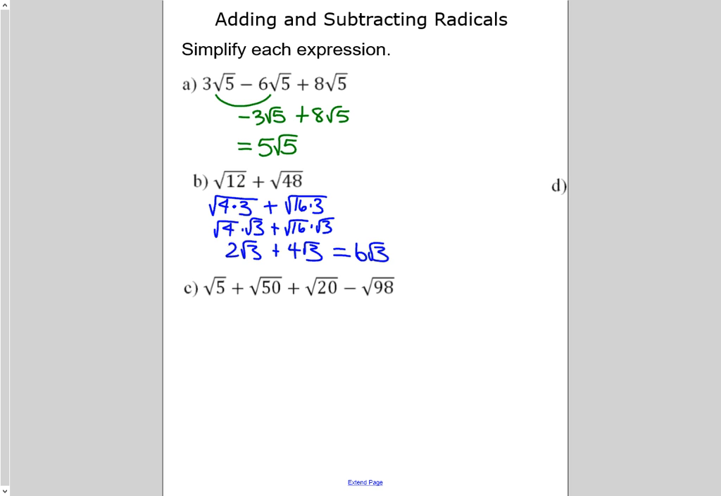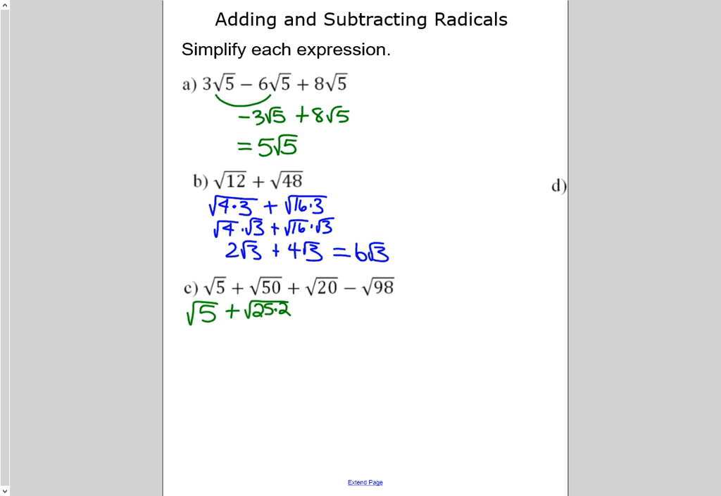Okay, so root 5 plus root 50 plus root 20 minus root 98. Oh, okay, so I don't see any of those that are the same, so it looks like at first glance we can't combine any of them by adding or subtracting, but let's just go ahead and see what we can do here by changing them into mixed radicals. So my first one, the square root of 5, is just going to stay as the square root of 5. I can't simplify that further, but the square root of 50 is the same thing as 25 times 2.